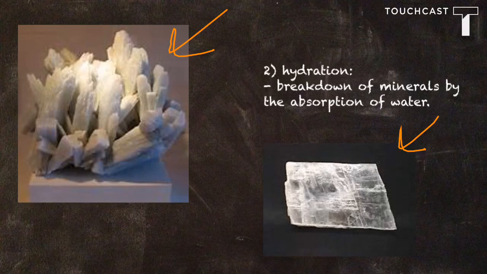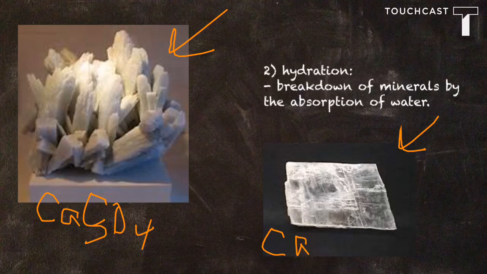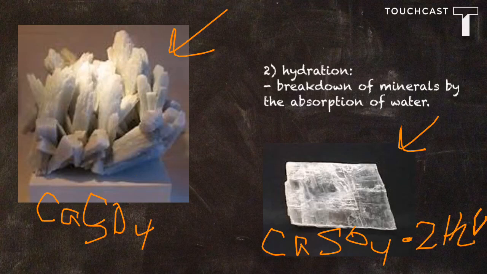And if you look at their chemical formulas, their chemical composition, anhydrite has a CaSO4 chemical composition, and gypsum's chemical formula is CaSO4 plus 2 waters. So here you can see that anhydrite will be broken down into gypsum, and gypsum's chemical formula with the addition of water.